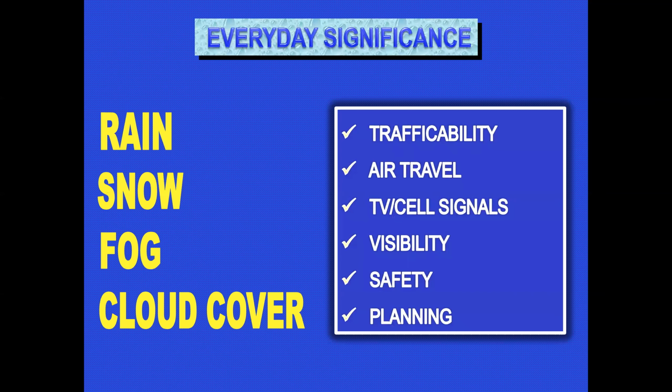So moisture has obvious significance. It affects your cell phone signal. It affects television signal, traffic, air travel, of course, visibility. It has to be used for planning. It's a very significant variable of everyday weather, whether it be rain, snow, fog, or simply cloud cover.